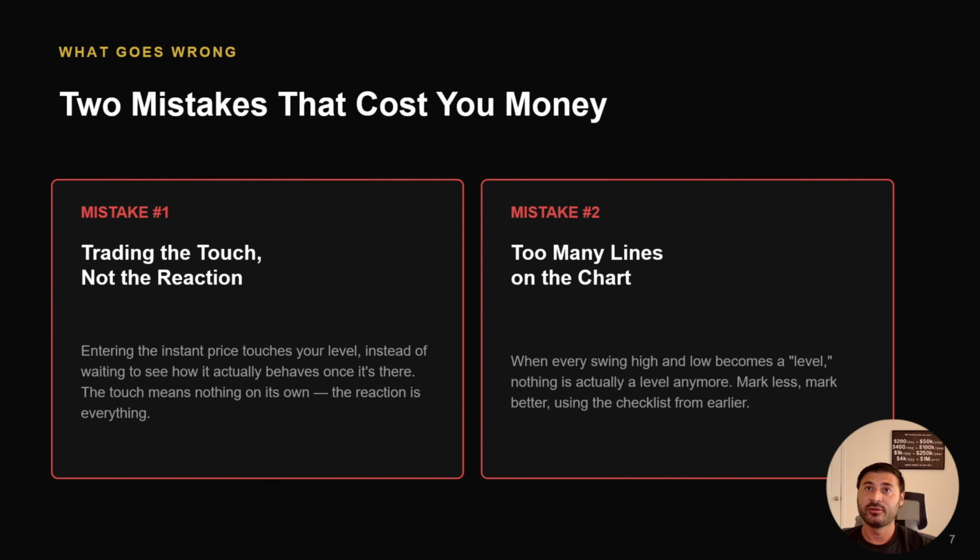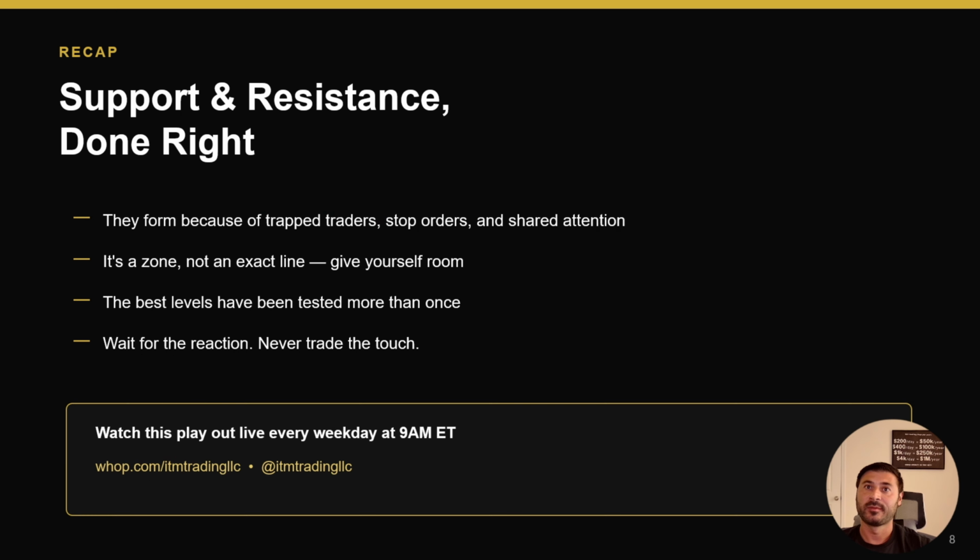And mistake two, too many lines on the chart. If literally every swing high and swing low gets marked, you haven't actually identified anything, right? Your chart just turns into noise and you lose the ability to tell what's genuinely significant from what's random. So go back to the checklist from a minute ago: tested more than once, tied to a real reference point, and proven by a real reaction.